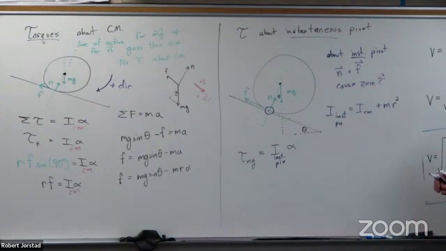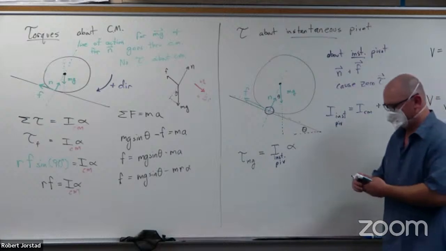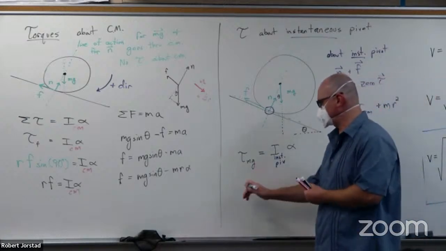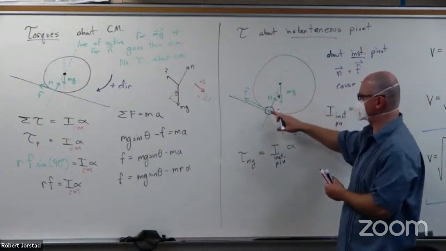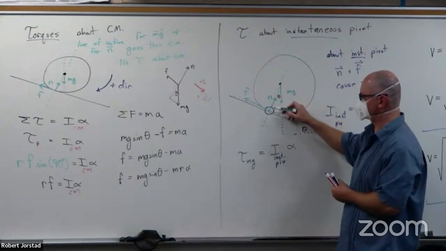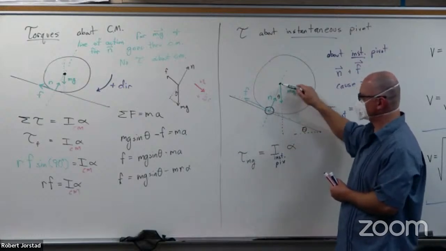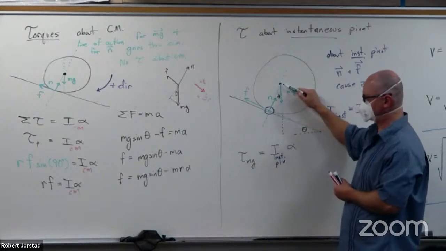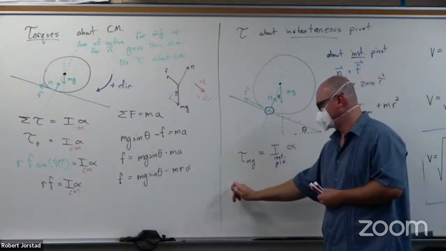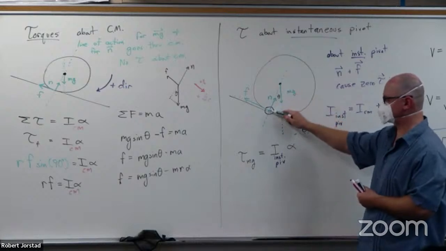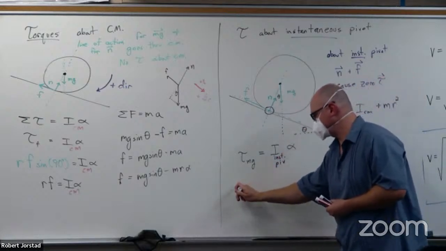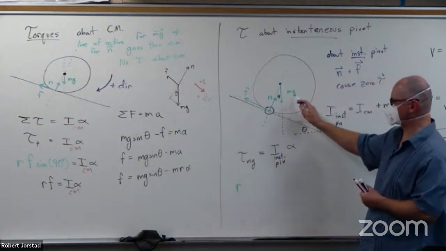What does the torque do to mg? It's the force and the distance. Well, what's the distance from the pivot for mg? What's the distance from the pivot to the point where mg is applied? What's this distance? Radius. Radius. What's the force magnitude?